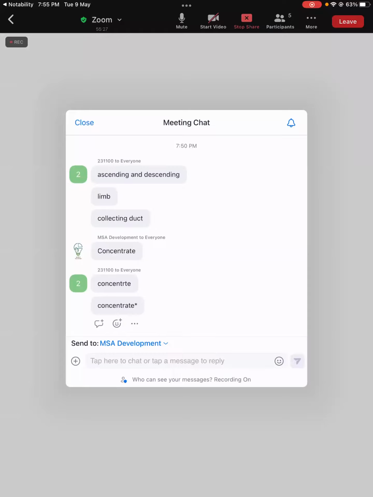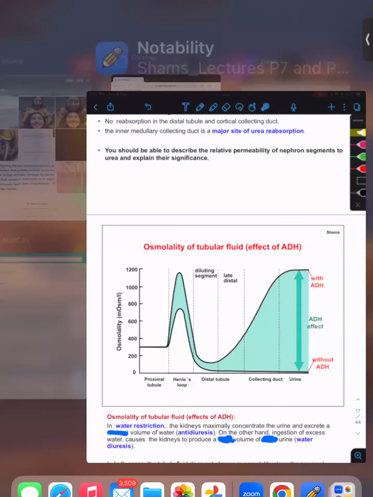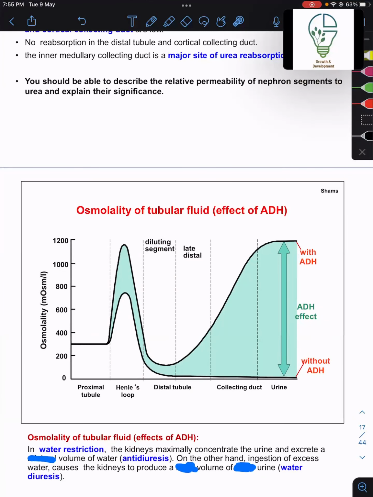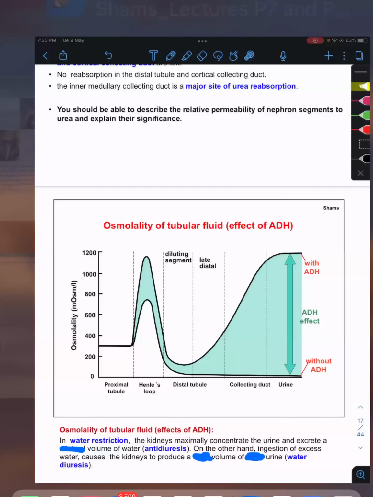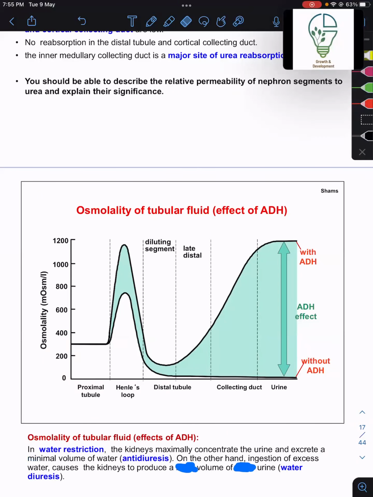So I'll ask again, in water restriction, is there going to be a high volume of water inside the tubules, inside the urine, or is there going to be a low volume of water in the urine? Low, right? Exactly. It's going to be minimal volume of water, because in water restriction, my body's low on water, I want to be keeping it inside the body. I don't want to be losing it through my urine.